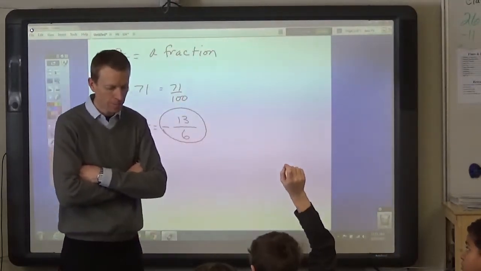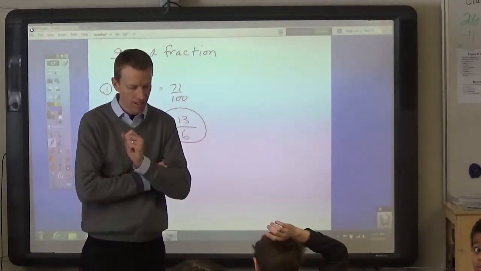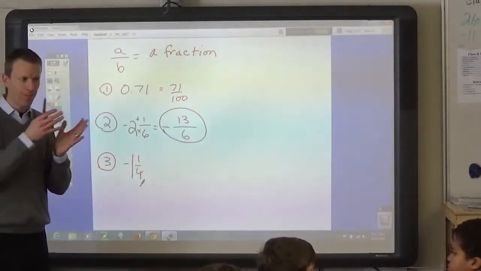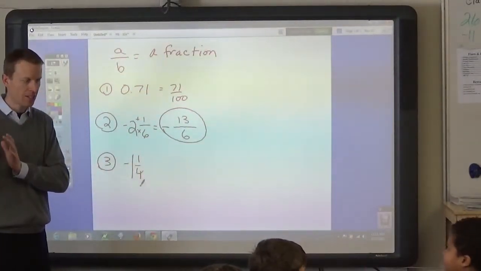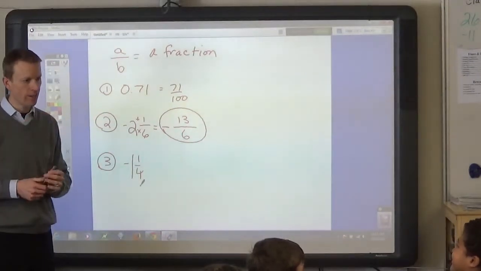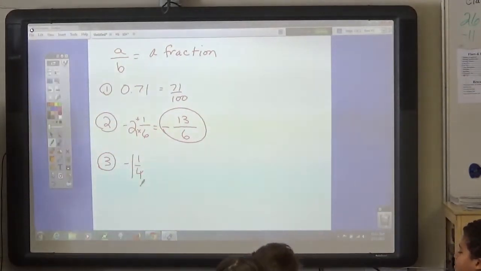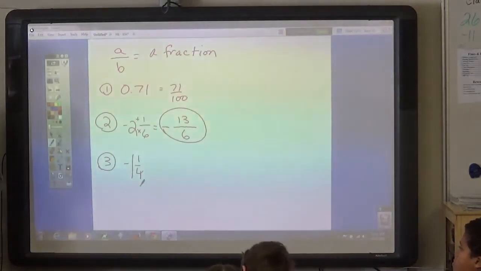Why? Right? Because 2 and 1700ths is between 2 and 1500ths and 2 and 1900ths. It fits right in between, right? Yeah. Any questions on rational numbers?